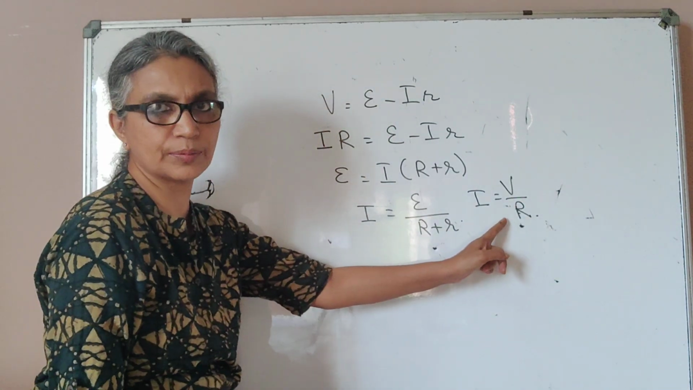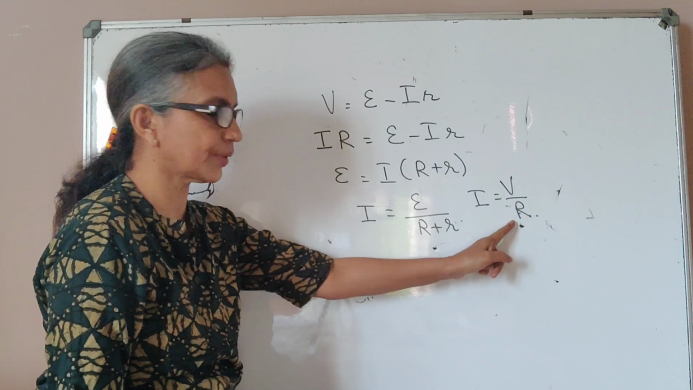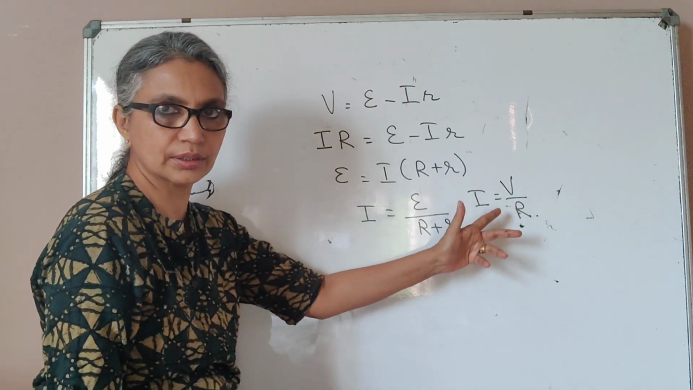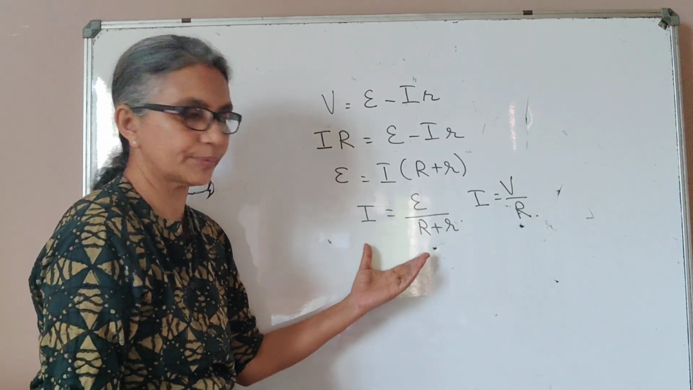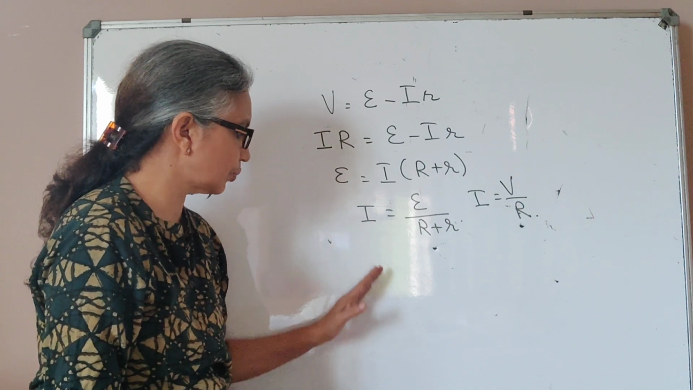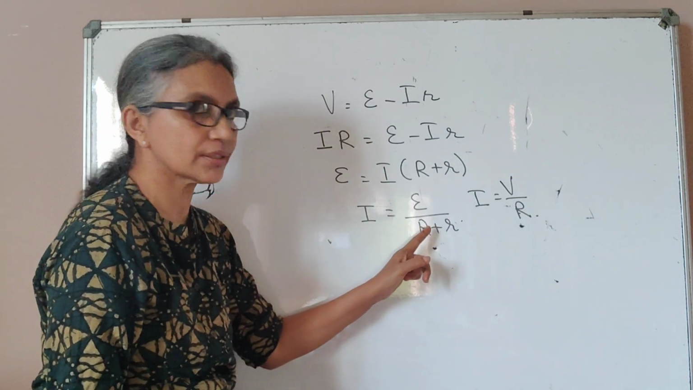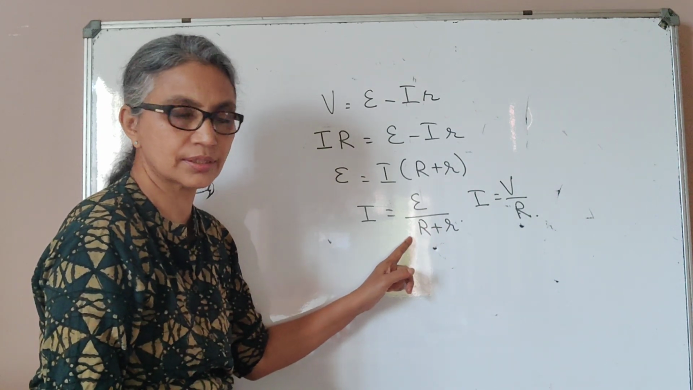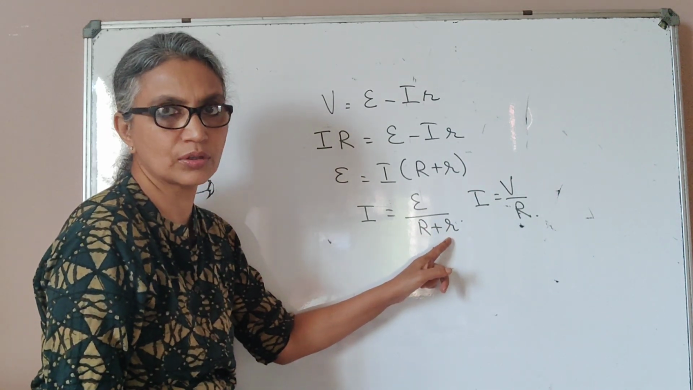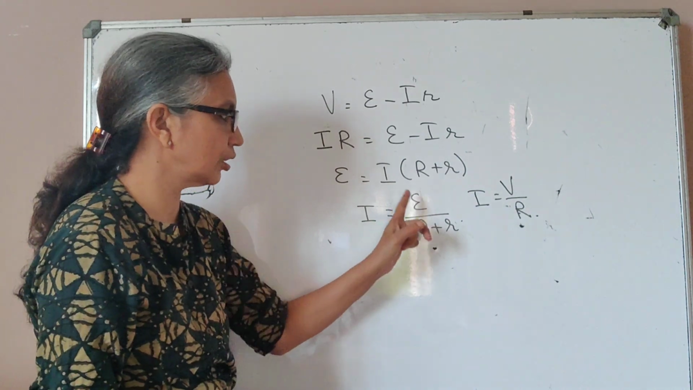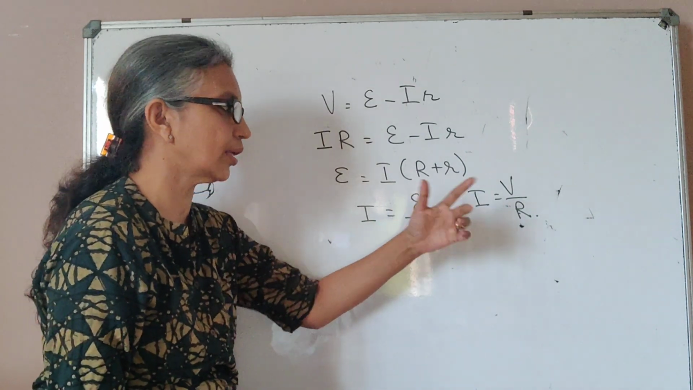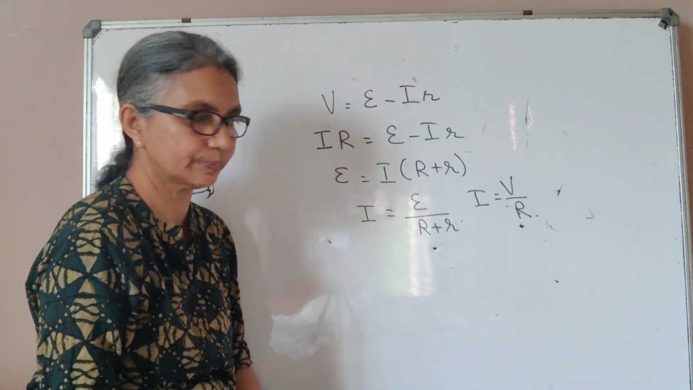This is something that you know from 10th standard. Terminal voltage by external resistance will give you the current in the circuit. Now I am introducing this new formula where current in the circuit can also be got by dividing the EMF by the total resistance in the circuit, that is the external resistance and the internal resistance of your battery. So I equal to E by (R plus r), or I equal to V by R, which you already know.